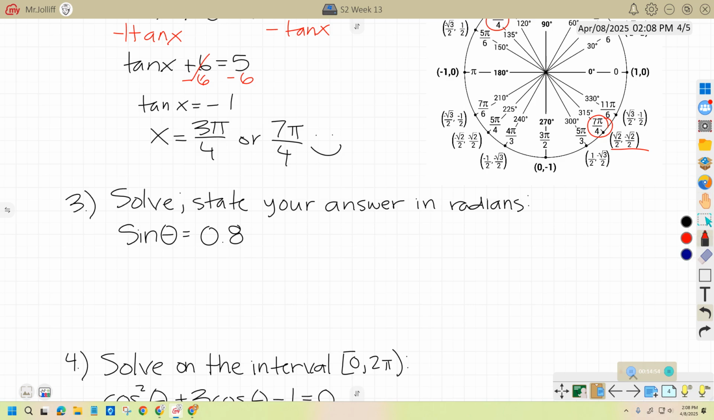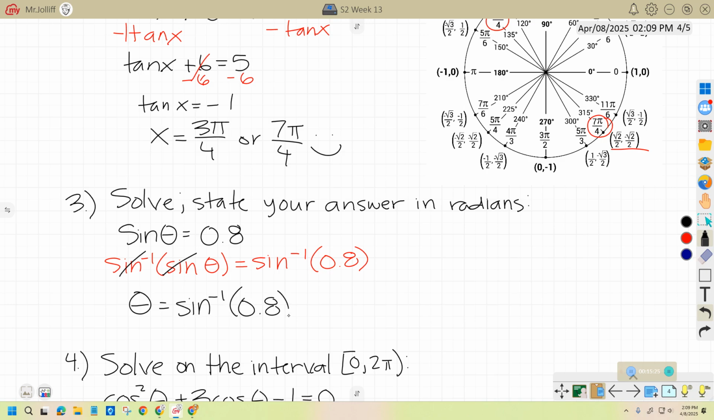And the question is, how do I undo sine on a calculator? Sine inverse. Sine inverse of sine of theta is just going to be theta, and I'm going to have sine inverse of 0.8. So these guys cancel. Theta is whatever my calculator spits out for sine inverse of 0.8.